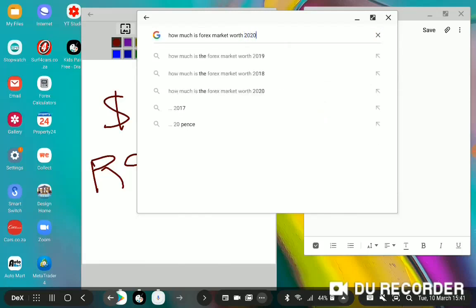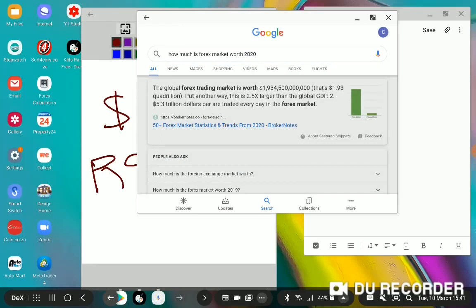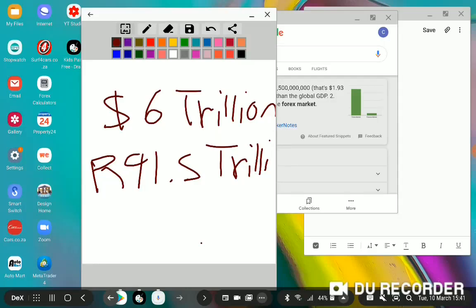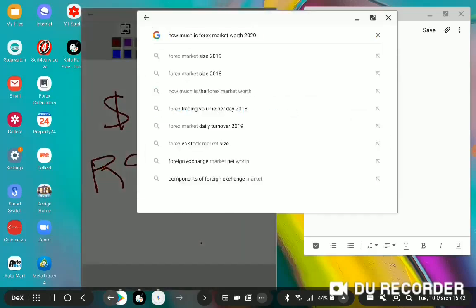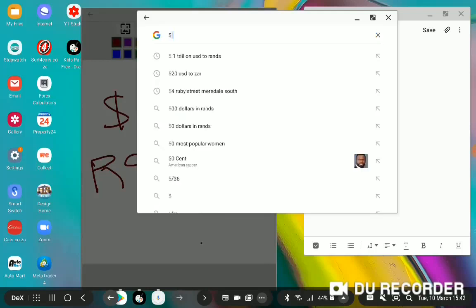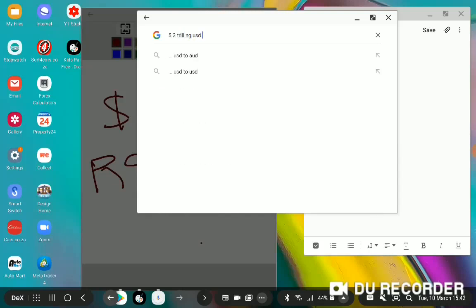Now, let's see in 2020, how much is it worth? Now, the global market is worth, guys, I don't know how to pronounce this. It's worth the number that you see here. That's 1.3 quadrillion. I've never heard of this. Put another way, this is 2 times larger than the global GDP. $5.3 trillion per day traded. All right. That simply means that the new update is 5.3 trillion, which is circulating on a daily basis. This is not so far from 6 trillion. It means that I actually got the average or the estimation. Now, let's see how much is 5.3 trillion every day in South African rands. USD to ZAR.